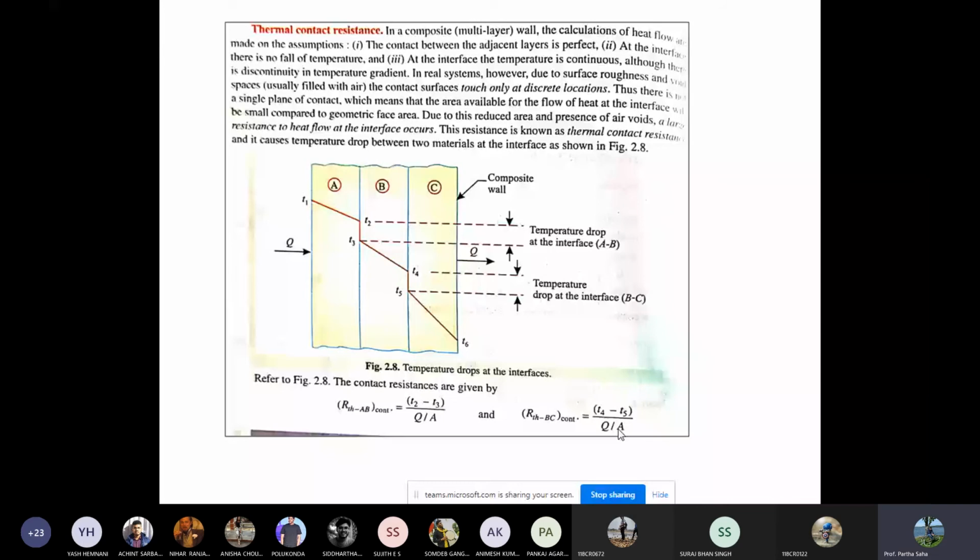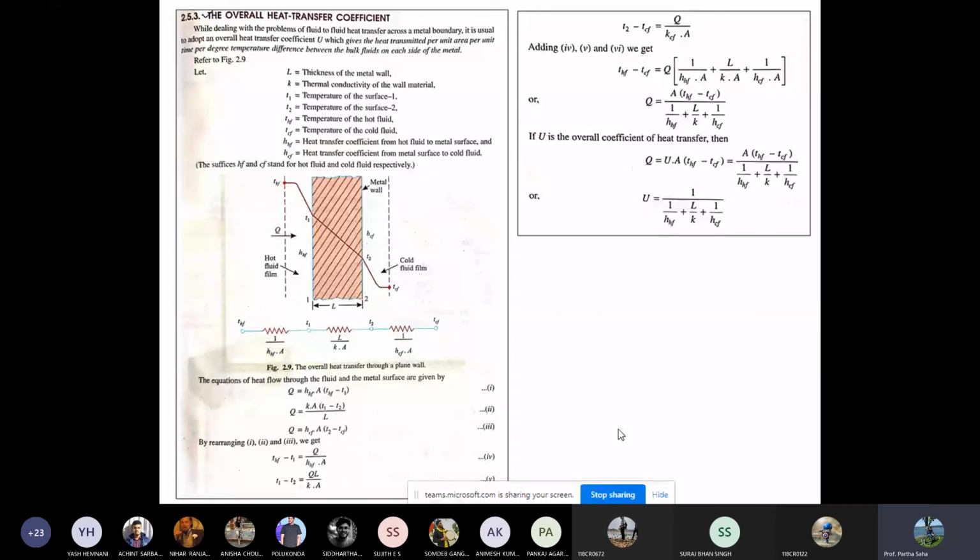So most important is the overall heat transfer coefficient, which we actually talked about in the last class. Let us consider a slab of thickness L, and the thermal conductivity of the material is K. T1 is the temperature at the interface between the hot fluid and the slab, whereas T2 is the temperature at the other end of the slab, with the cold fluid. The hot fluid inlet temperature is THF, and the cold fluid temperature is TCF. And HHF is the convective heat transfer coefficient for the hot fluid to the metal surface, and HCF is the convective heat transfer coefficient for the metal surface to the cold fluid.